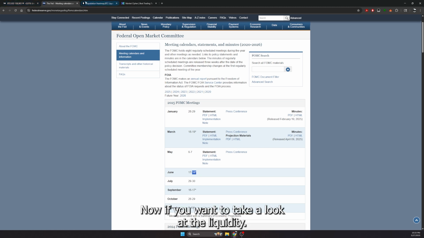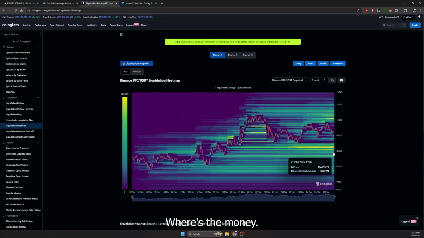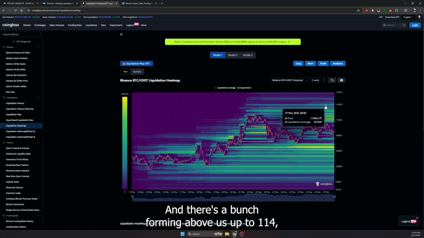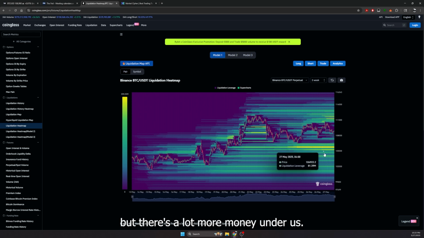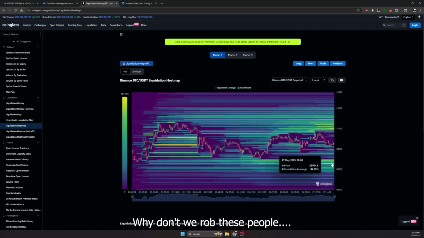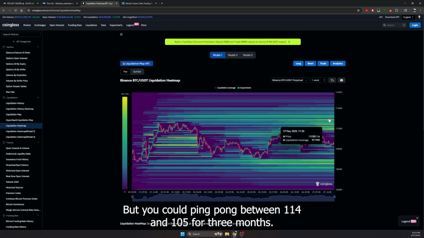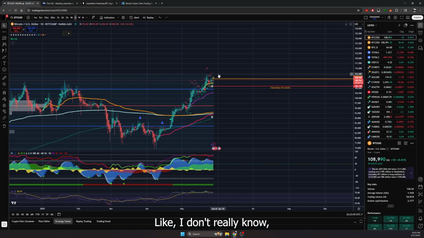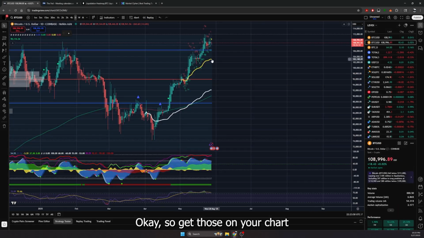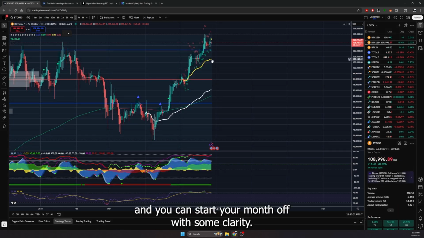Now, if you want to take a look at the liquidity, where's the money? There's a lot of money for the market makers to take underneath us, okay? And there's a bunch forming above us up to 114, but there's a lot more money under us. So if I was a scumbag running a market, why don't we rob these people? But you could ping pong between 114 and 105 for 3 months. Like, I don't really know. But I'm using the anchored VWAPs as an easy target for us, okay? So get those on your chart, and you can start your month off with some clarity.